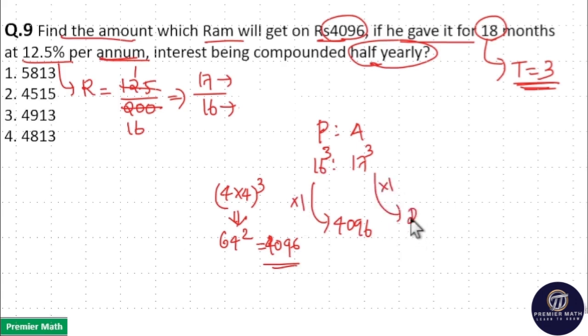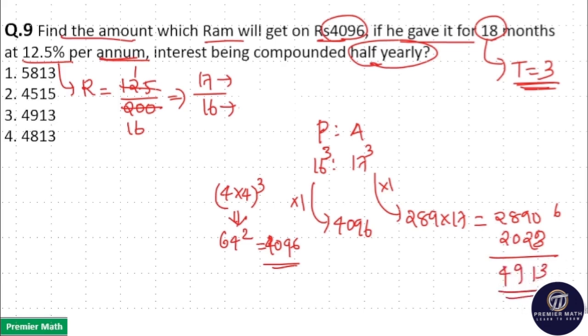So 17 cube means 289 into 17. 17 square is equal to 289. So 289 into 17 means 289 into 10 is 2890. 7 into 9, 63, remaining 6. 7 into 8, 56 plus 6 is 62, remaining 6. 7 into 2, 14 plus 6 is 20. So this will become 4913. Option 3 is your answer.